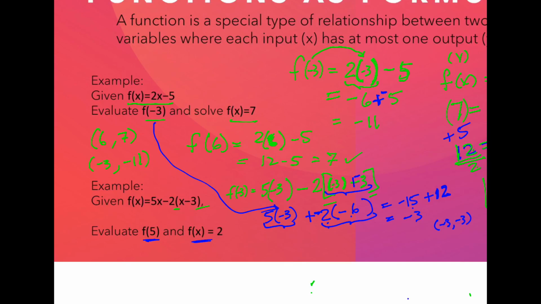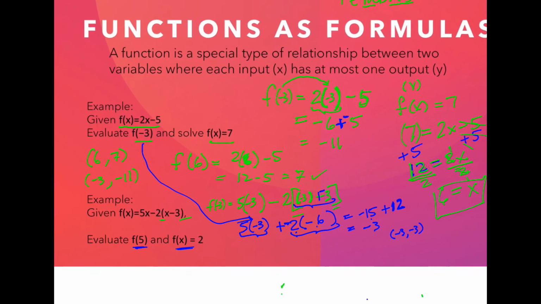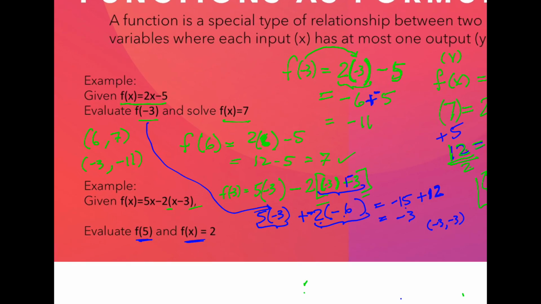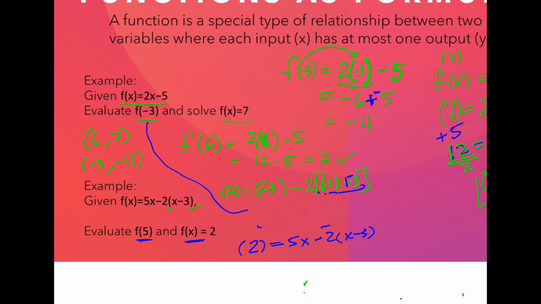We could do the same thing with 5, but let's go ahead and go over to f of x equal to 2. So again, I'm going to take out the f of x and put 2 in its place, equaling 5x minus 2 times x minus 3. Now there's a lot going on here, so I'm going to do some erasing, so I give myself some space. All right. And in fact, I'm just going to rewrite this. Okay, so again, we're putting in 2: 5x minus 2 times x minus 3.